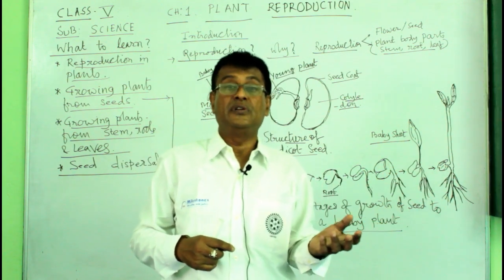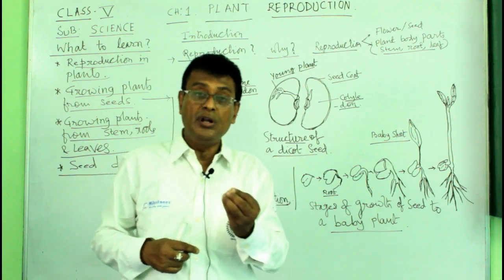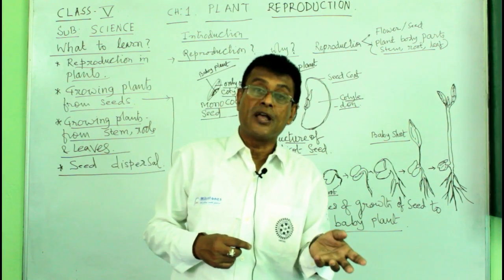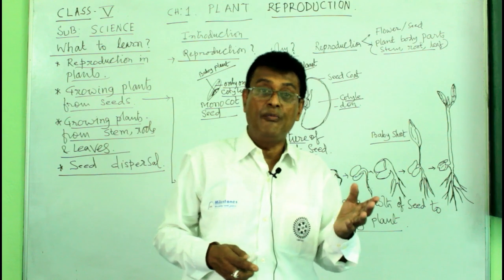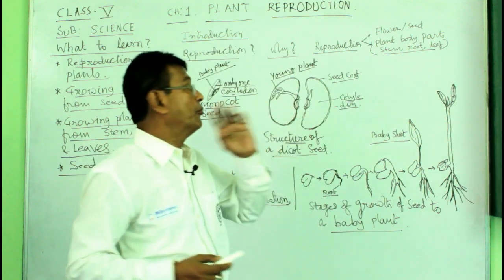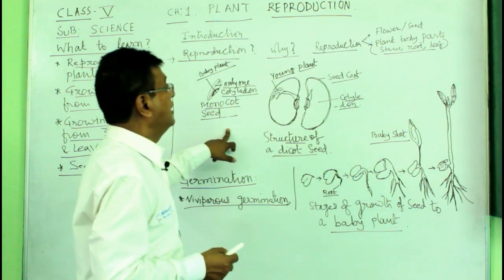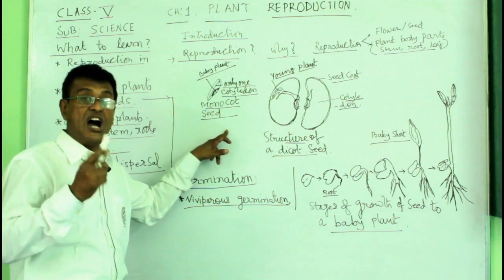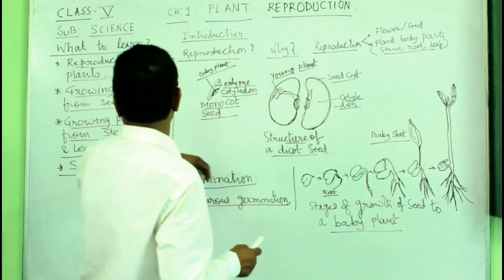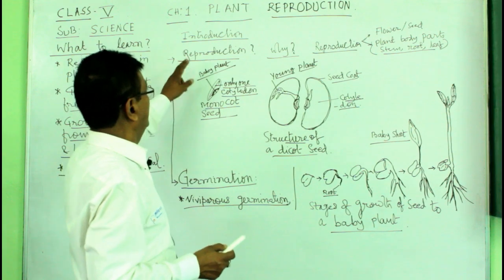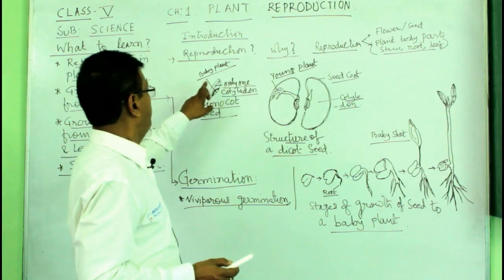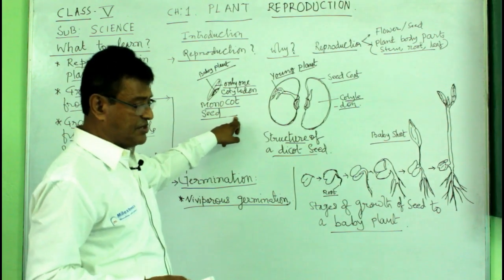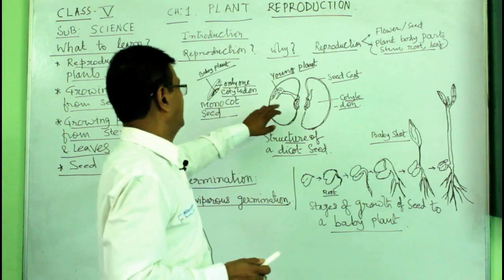Inside the fruit, there is an ovule. That ovule becomes the seeds. Now, the seeds produce the new plant. Now let us see the structure of a seed, how a seed is. You see, a seed comes like this.